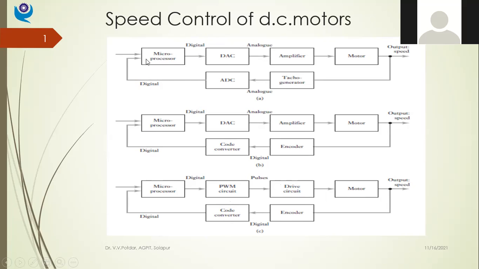Only thing is that in all the three cases, the controller uses microprocessor, and converter in the third case is pulse width modulation circuit, which we already studied, right? Pulse width modulation circuit, right? And that modified pulse will be given to the motor so that the speed of the motor will be either increased or decreased. So this is how the DC motor speed control is obtained.